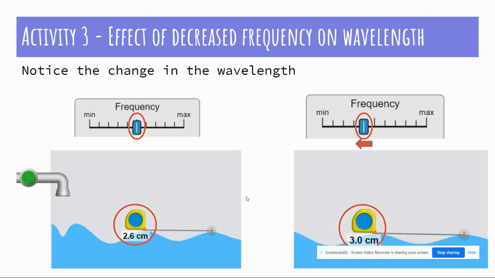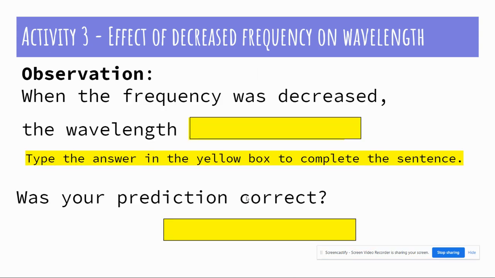Okay, so changing the wavelength, lower frequency, longer wavelength. Okay, so when frequency was decreased, the wavelength increased. Did you predict that? And if you didn't, that's okay. If you didn't know what was going to happen, that's also okay. Sometimes we make our predictions to kind of see if we understand it. It's a check. It is not you being told you know stuff and you don't know stuff, okay? Because science is all about learning things.